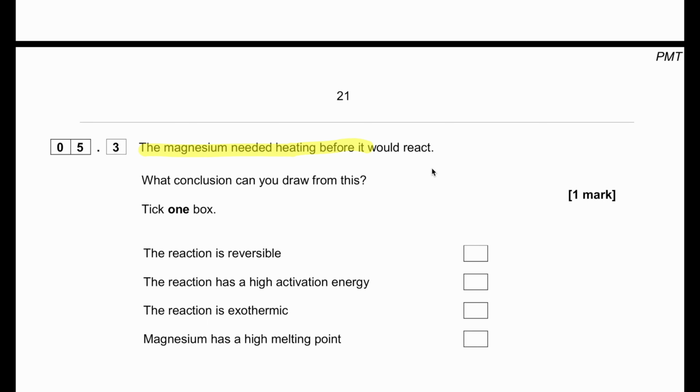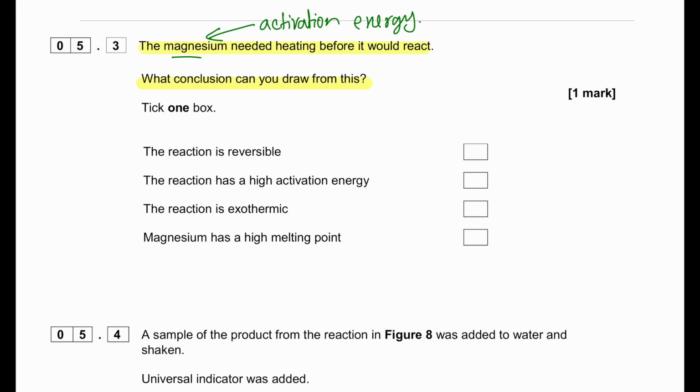The magnesium needed heating before it would react. What conclusion can you draw from this? So the magnesium requires an activation energy in order for it to react with oxygen in the air. So the first option, this is a reversible reaction, is wrong. The reaction has a high activation energy. Yes, we can conclude that because we need some amount of heating before it can start reacting.